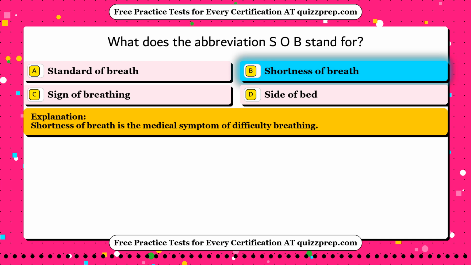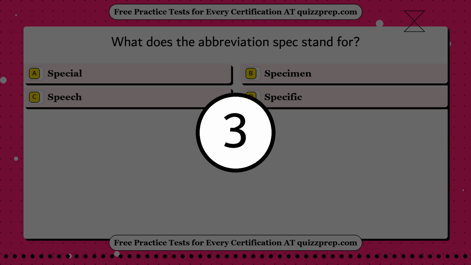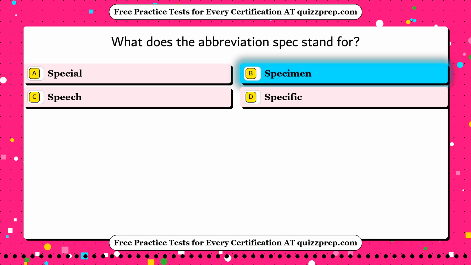Shortness of breath is the medical symptom of difficulty breathing. Question 116. What does the abbreviation SPEC stand for? Option A, special. Option B, specimen. Option C, speech. Option D, specific. The correct answer is option B, specimen.